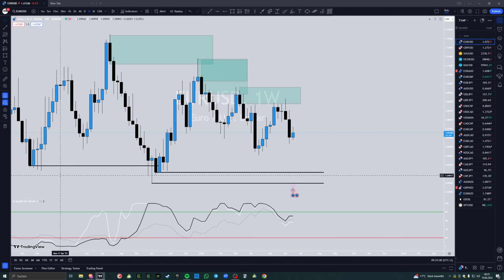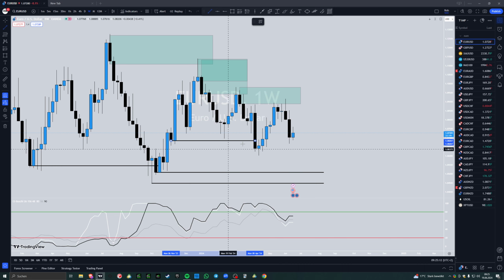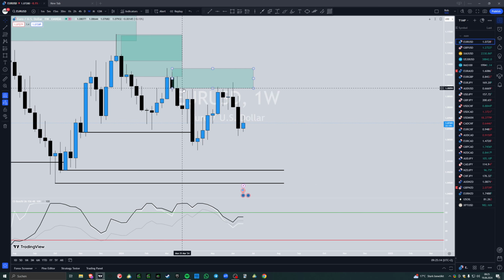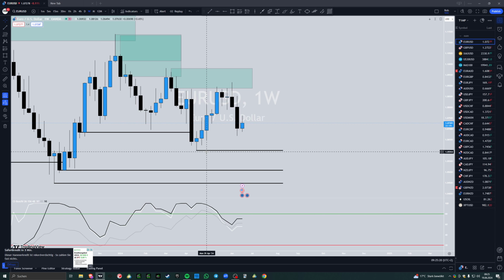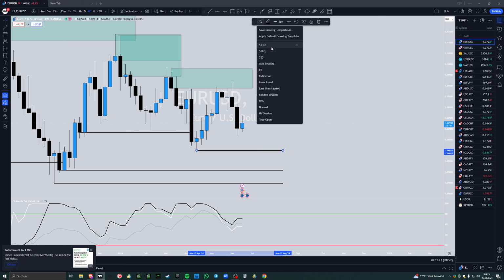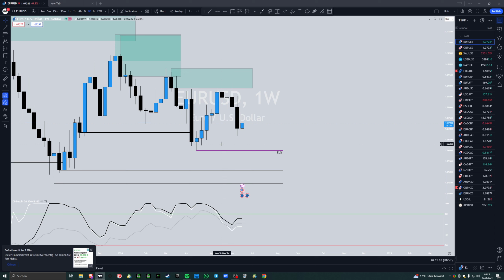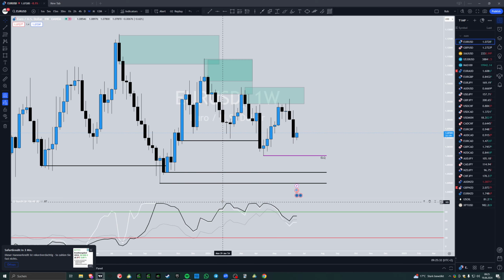So we broke that structure to the downside. Yeah, we recently had a shift in market structure. We then took liquidity here. So this is basically the first low that we want to see that gets taken. That's from a weekly perspective. And on a weekly, fundamentals are even bullish until here, and now that's shifted.